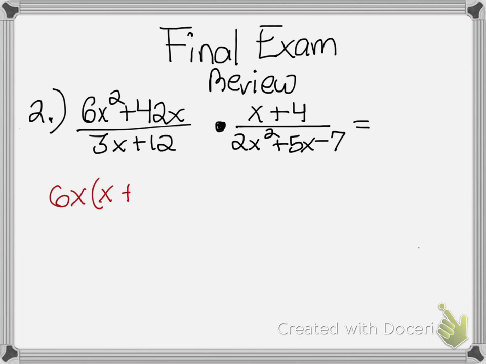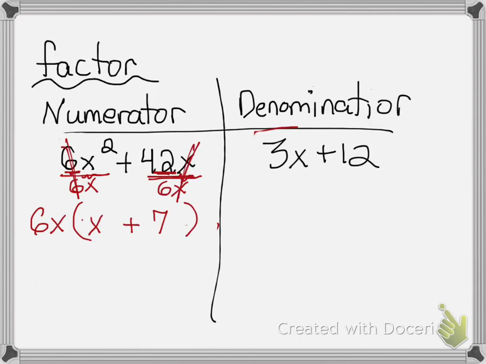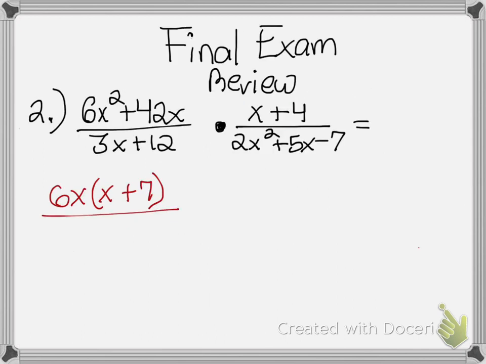In that denominator, I'm going to also do GCF factoring. The GCF between 3 and 12 is 3. Since they both do not have an x, I will not take out an x as my GCF. I'm just going to divide each one of these by 3. 3x divided by 3 just gives me x. 12 divided by 3 gives me 4. So in that denominator, I'm going to have 3 times x plus 4.